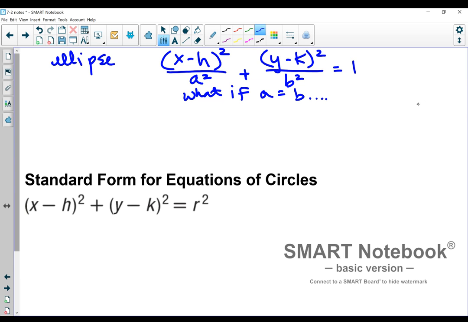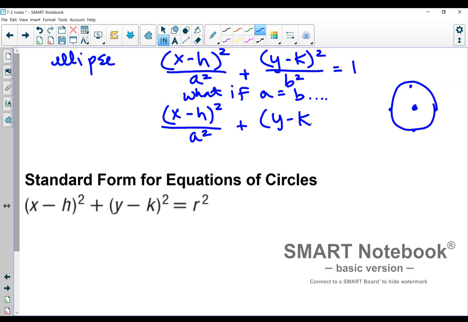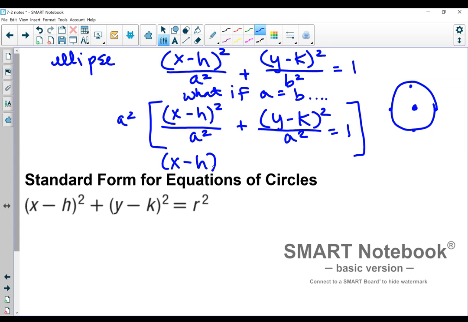If a equals b, if I think about my center and say they were all 2, then I would go up 2 units, down 2 units, right 2 units, left 2 units. Then I would have a circle, wouldn't I? So it also means I could write my equation as (x minus h) squared over a squared plus (y minus k) squared over, again, a squared equals 1. And if I multiplied that entire thing by a squared, then I would have (x minus h) squared plus (y minus k) squared equals a squared. And a would really be my radius.